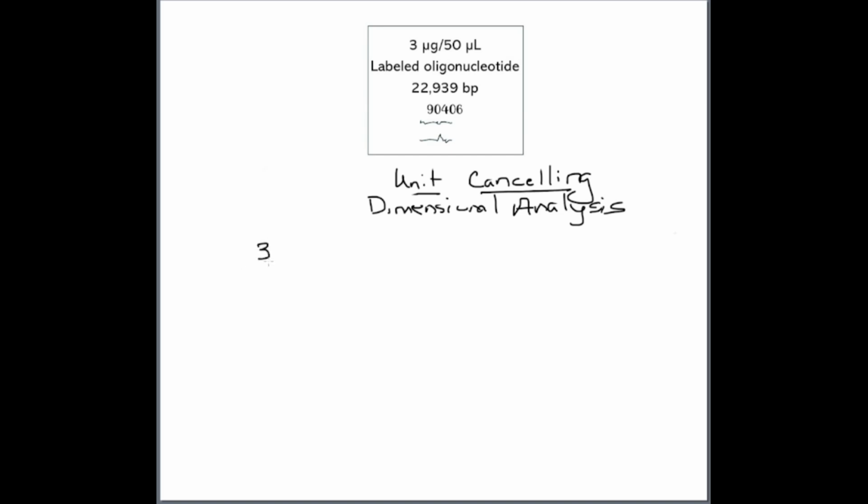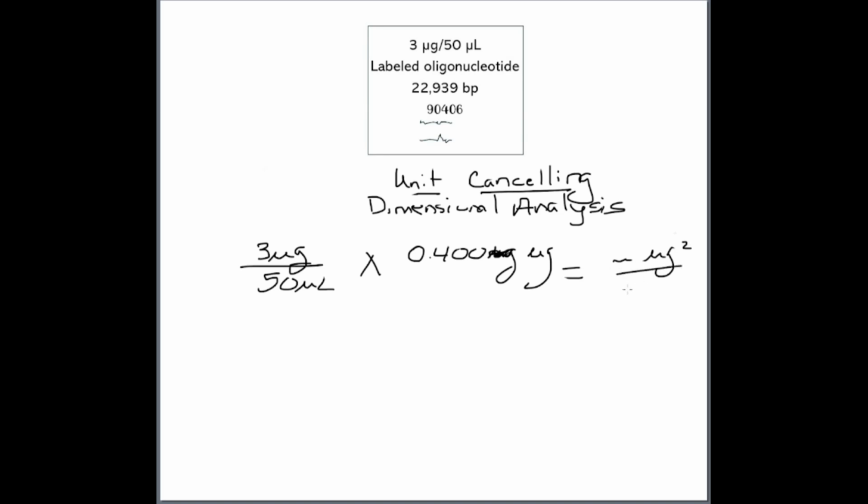So if I use unit canceling and I say that I have 3 micrograms over 50 microliters, which is the way it's shown on the label, and I multiply that by what I want, which is 400 nanograms, or excuse me, micrograms here. That's micrograms. I'm going to get some pretty weird units because I'm going to wind up with micrograms times micrograms divided by microliters. So I'm going to wind up with something micrograms squared over something microliters, which is clearly not right. So it's not going to work to set it up like this.